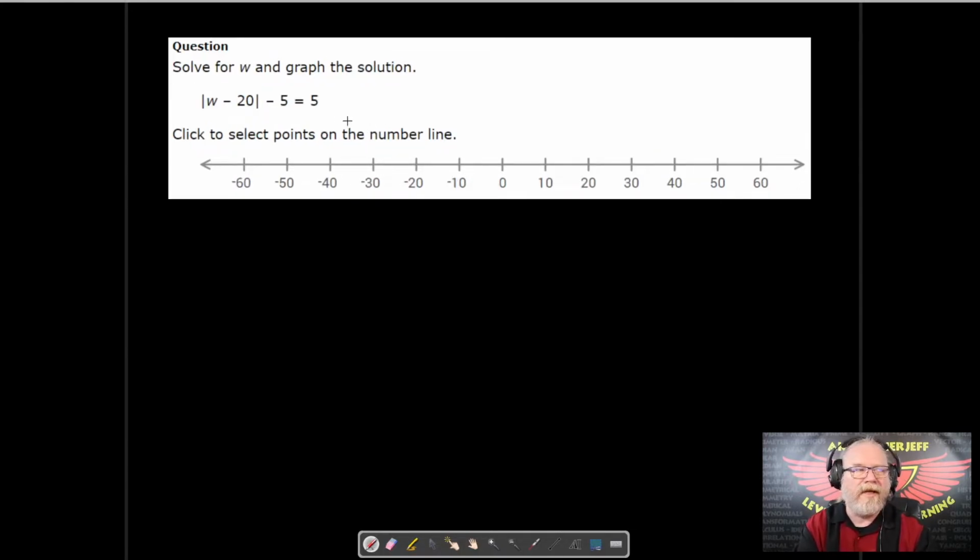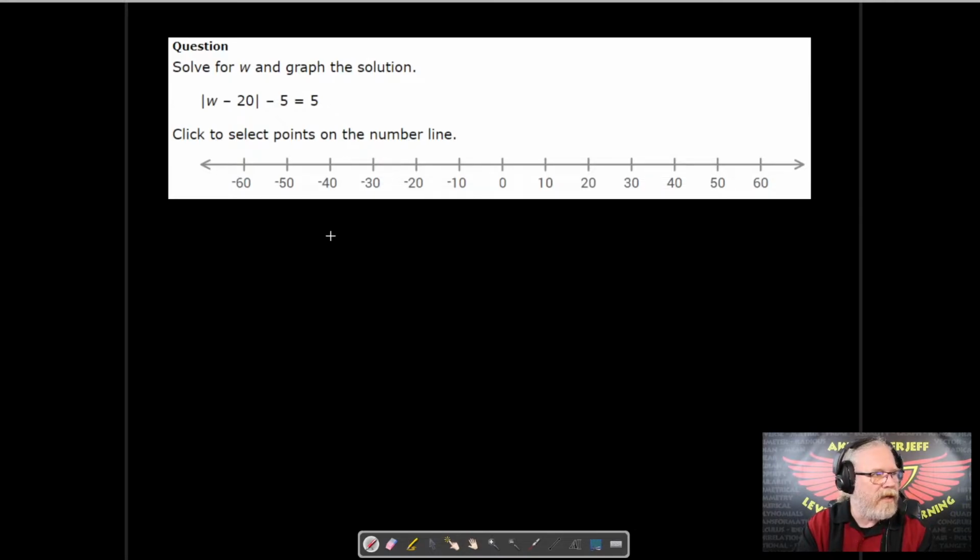Okay, on the next one here, notice that I have this negative 5 right here that's not inside of the absolute value portion of the equation. That means I have to eliminate that negative 5, isolate the absolute value portion over there, in this case on the left side of the equation. Then from there, I can go ahead and work with that.